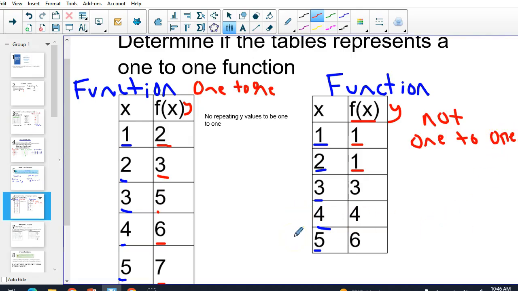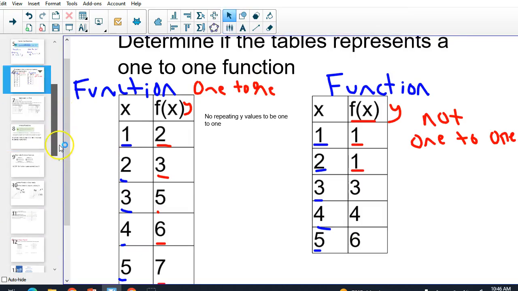Okay. I believe you guys have also seen one-to-one functions before, but it's good to see them again, because later in this chapter we're going to be looking at doing it algebraically. Sometimes seeing the tables in graphs beforehand can make it a little bit simpler for the ideas.